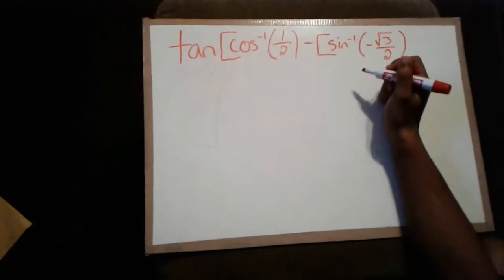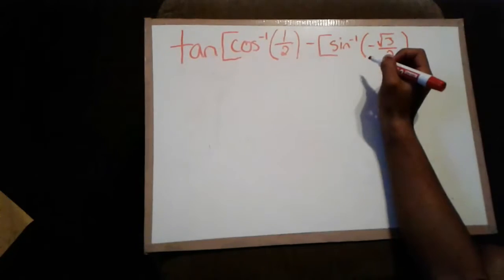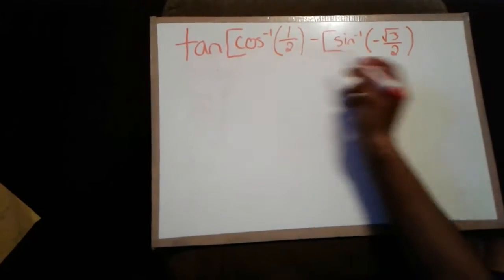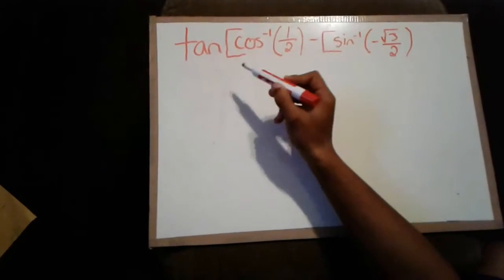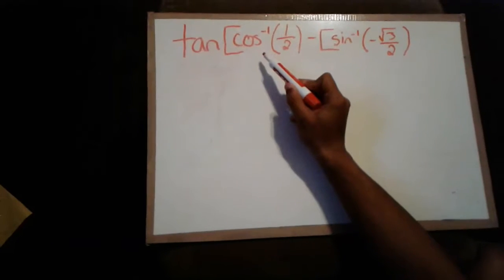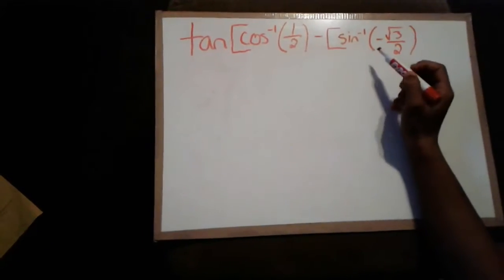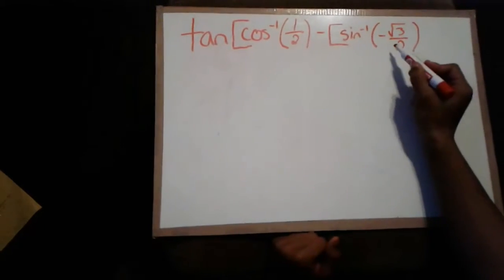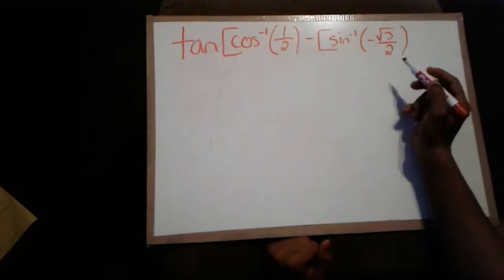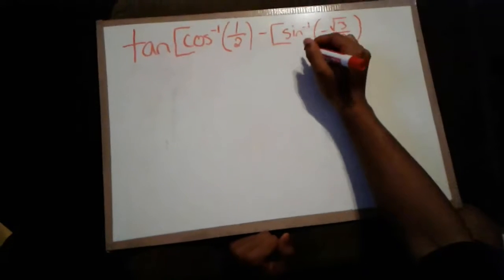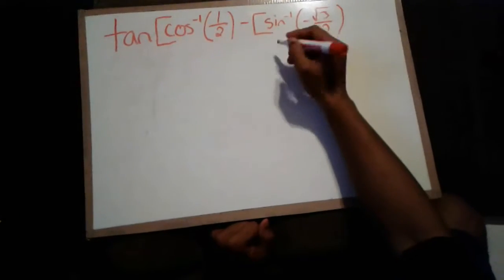So for this one, I will be showing and giving the exact value of this equation, which is tangent, and in parentheses is the inverse of cosine of 1/2 minus the inverse of sine of negative square root of 3 over 2. So I'm going to start by doing this equation.